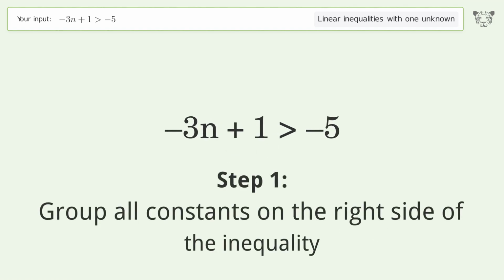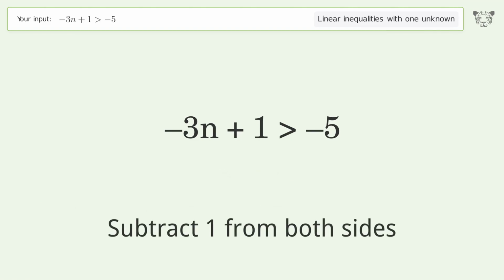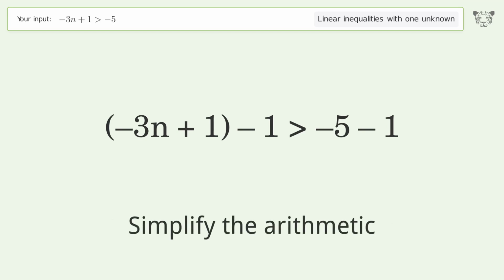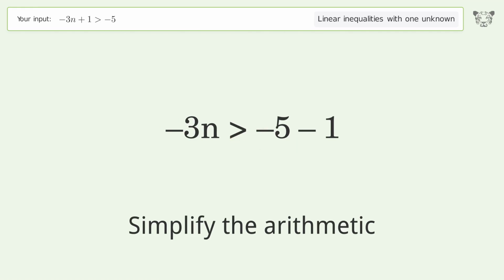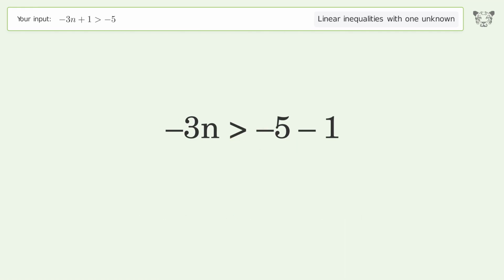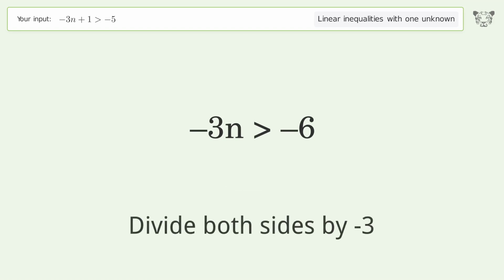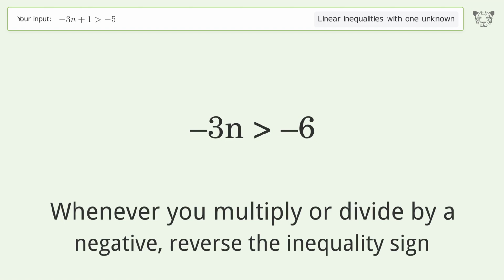Group all constants on the right side of the inequality. Subtract 1 from both sides. Simplify the arithmetic. Isolate the n. Divide both sides by -3. Whenever you multiply or divide by a negative, reverse the inequality sign.